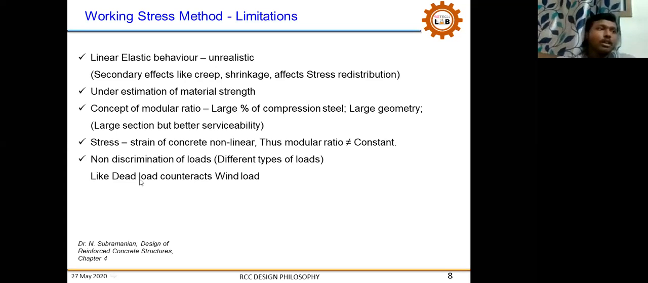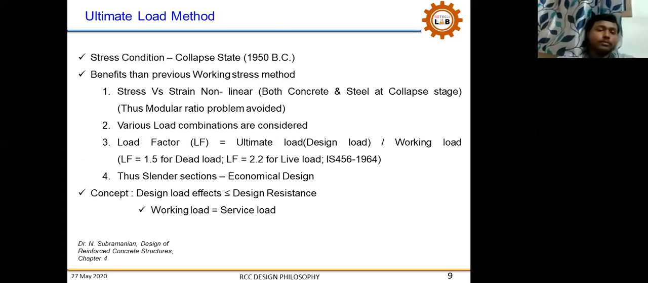So what can we do? We have to rectify all those mistakes. So people slowly evolved into the ultimate load method, where it is considered what happens at the collapse state. There has to be some method, right? So they found that the stress condition has to be taken to the collapse state, the final ultimate failure. This happened around 1950. So they formulated this ultimate load method. It has to be more beneficial than the previous method, only then can they adopt it, right? So whatever considerations were there, they have taken.